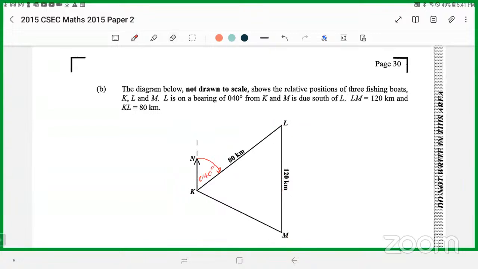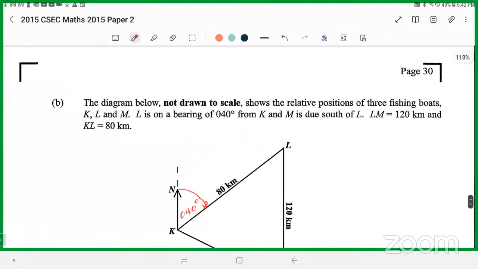So it means that this line is parallel to this line. That's a north-south line as well. And if I connect them with this, then I have a Z. So these are alternate angles, which means the angle inside here is also 40 degrees. Now we're good to go. So we can put that there because of the Z. This angle is 40 degrees.